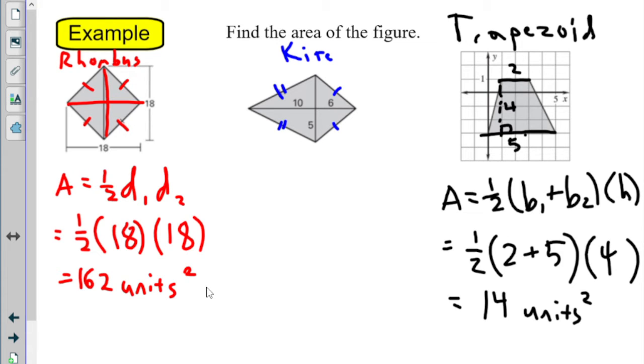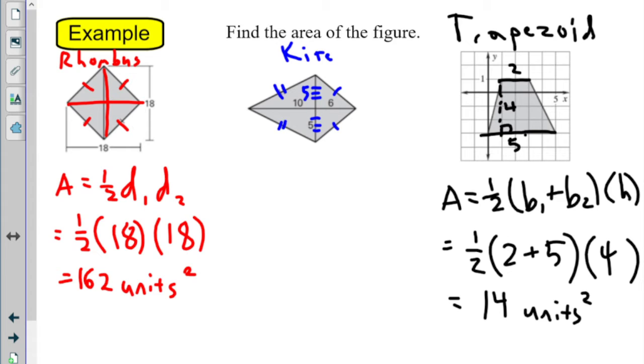Over in the kite, I want to remind you of a property that we talked about when we had that great big chart that we filled out of all the things that are true about all these different quadrilaterals. One of the things that we marked that was true about a kite was that one of the diagonals got bisected. So things like a parallelogram, both of the diagonals got bisected. In a kite, just one of the diagonals gets bisected. So if this is 5, this is also 5.